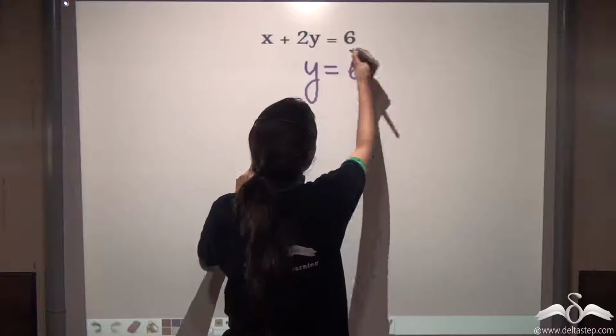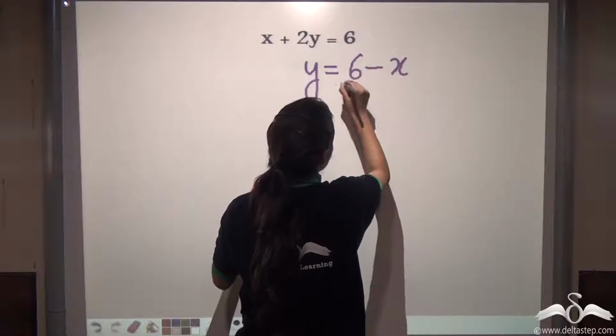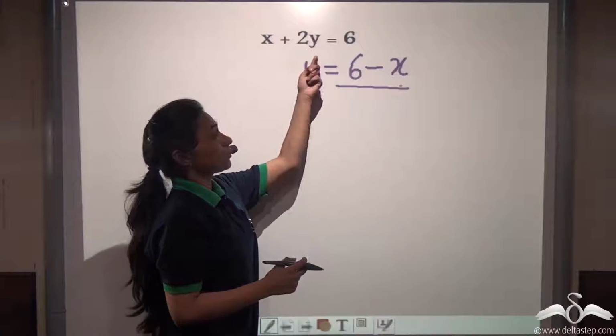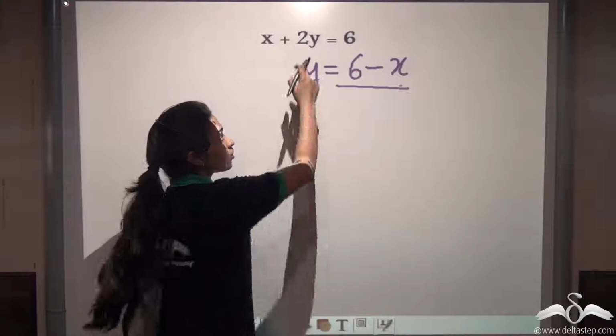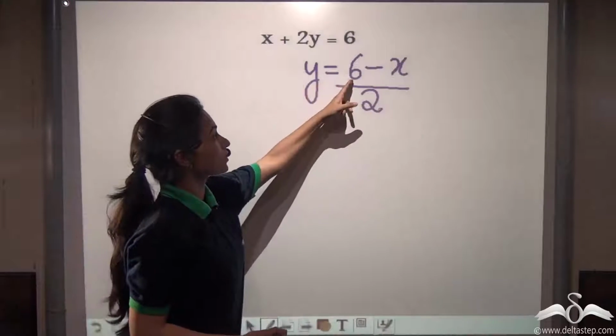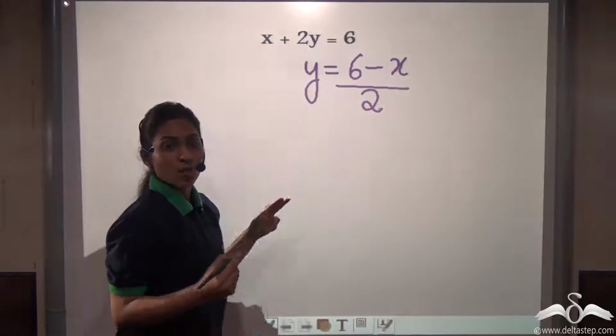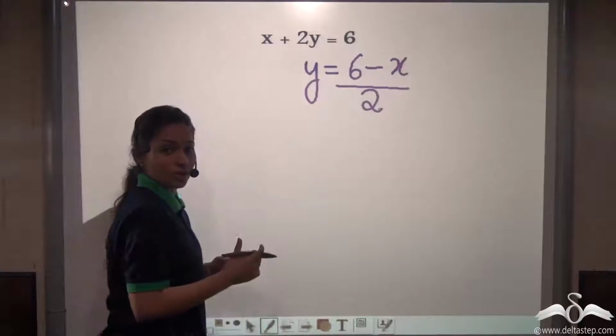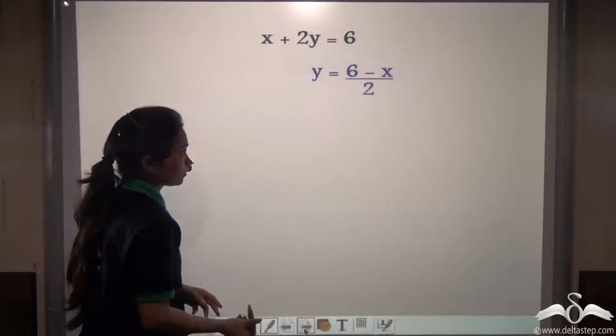We take x that side, 6 minus x, and we have to isolate y and make its coefficient 1. So take 2 this side. So we get y is equal to (6 minus x) by 2. Now whatever values we put for x, we will get the subsequent values of y. So let us do this.